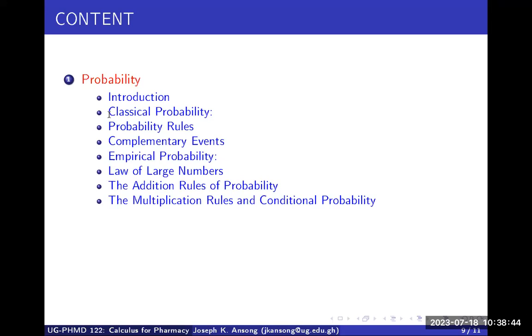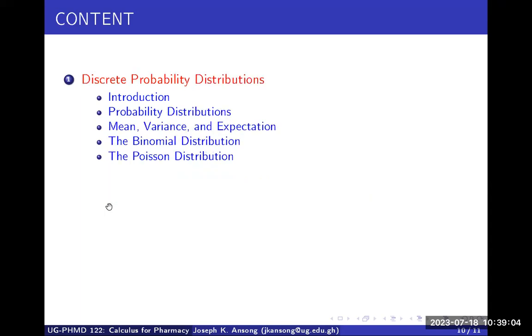So we'll spend some time on classical probability, probability rules, empirical probability. We'll look at addition and multiplication rules of probability. Some of these you've probably seen already in some of the topics you've covered, maybe under senior high school or secondary school. And then we'll move on to discrete probability distributions. We'll look at two main distributions here, the binomial distribution and the Poisson distribution. These are the two main ones that we'll look at. And then the mean and variance and expectation. For a discrete probability distribution, the expectation is really the same as the mean. But we'll look at how you compute these things.